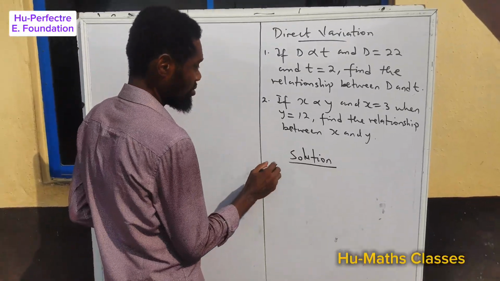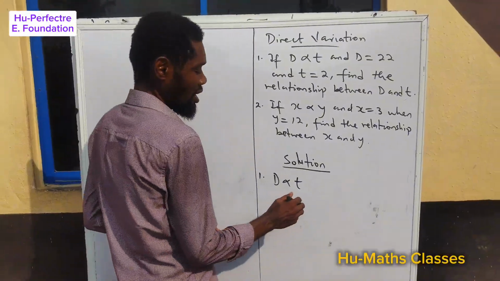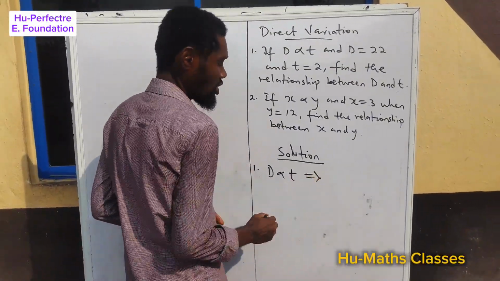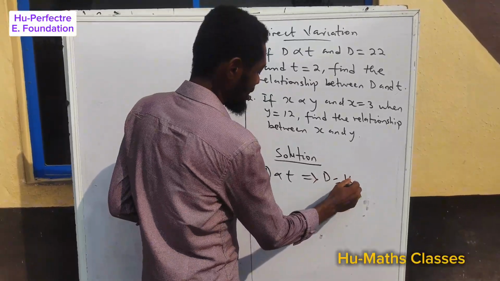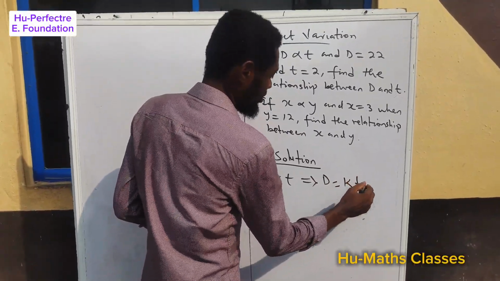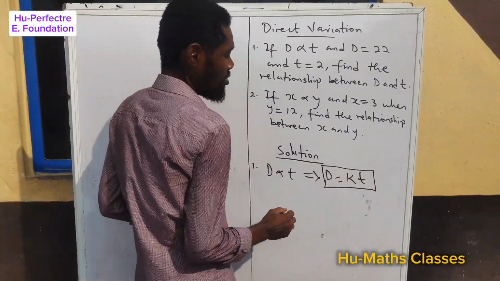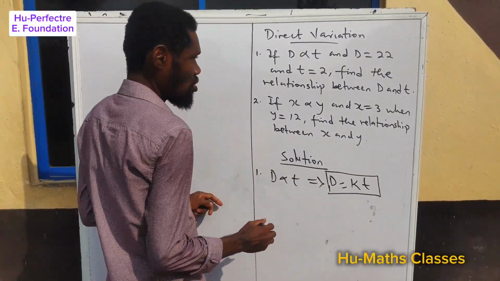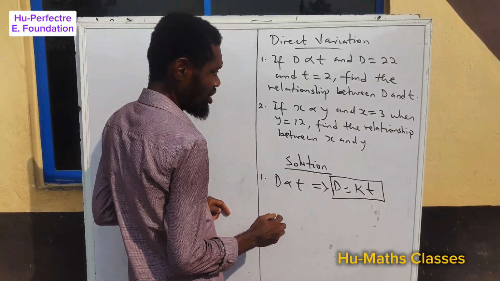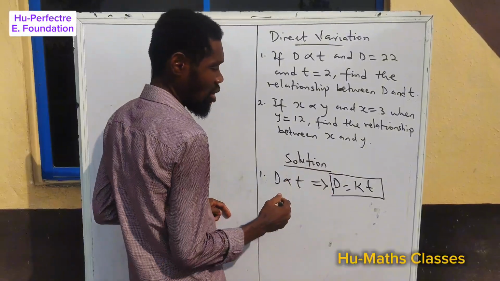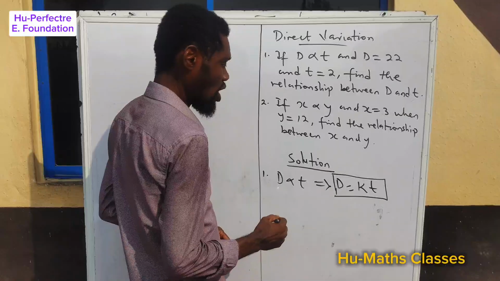Number one, D varies directly with T. I said we should introduce a constant of proportionality, and that will be D is equal to, I'm still using my K, D is equal to KT. This is the relation formula between D and T. But we're given values that D is equal to 22 and T is equal to 2. So we need to find what K is before we can write the relationship between D and T properly.